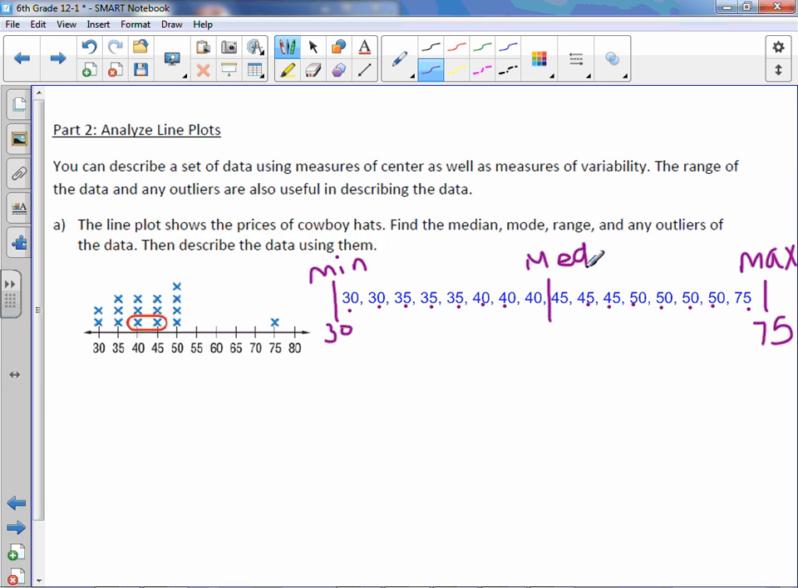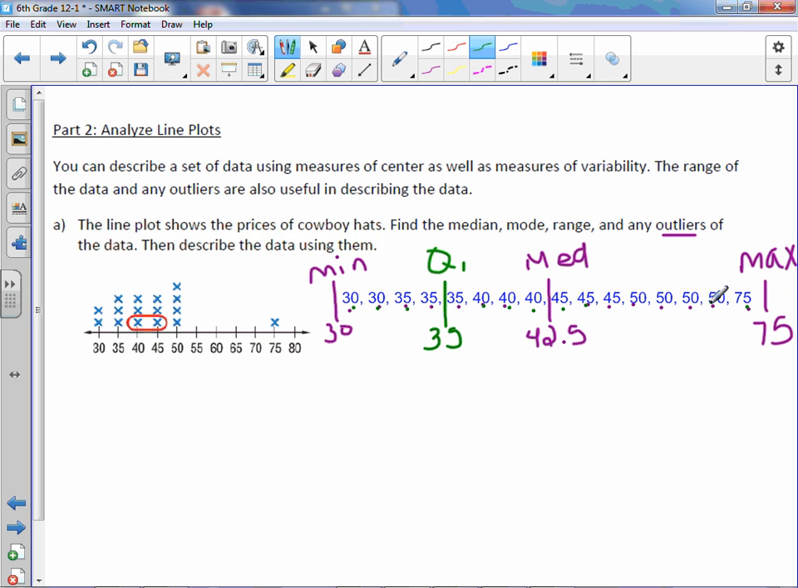So we add 40 plus 45 and divide by 2. We get a median of 42.5. And we do have to find outliers eventually, so let's find our first and third quartiles. Okay, quartile 1 is between 35 and 35. Add them, divide by 2, we get 35.